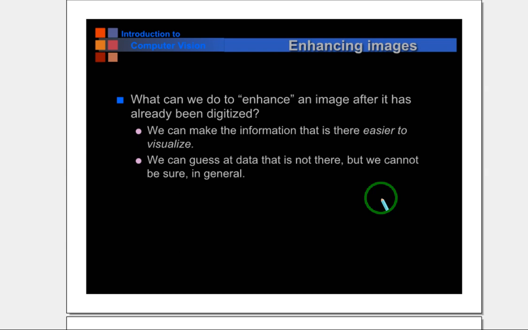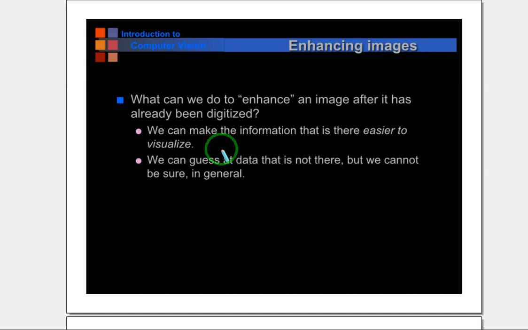So we have two different kinds of aspects behind enhancing an image. The first is that we can make the information that is there easier to visualize. Again, the same concept: we already have information, we already have an image, so we just want to enhance it, we just want to clear the image. So we want to increase the number of bits, the number of levels, to visualize the picture clearly.